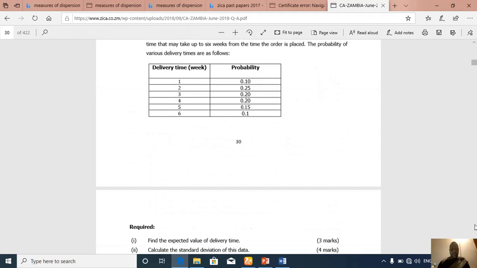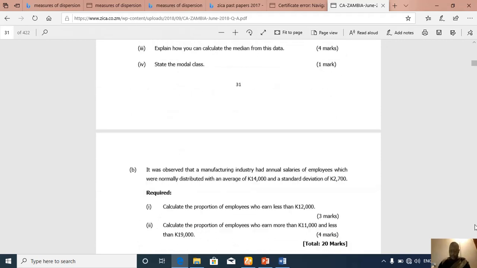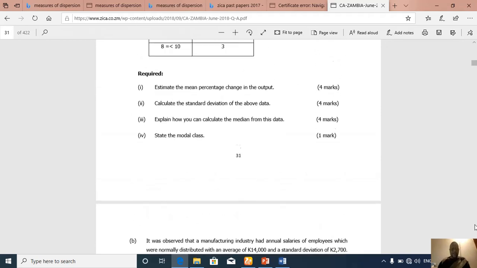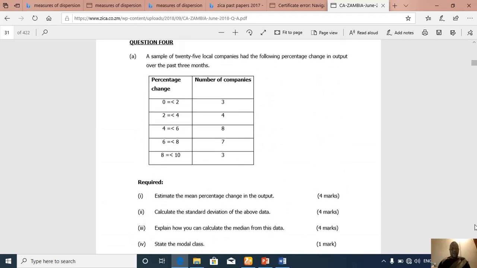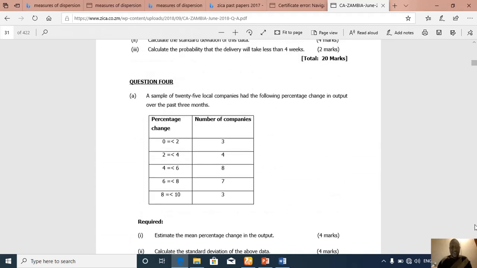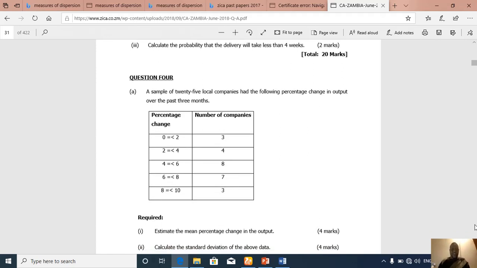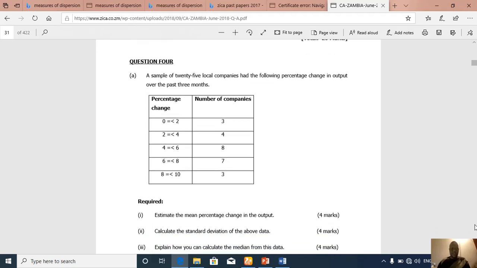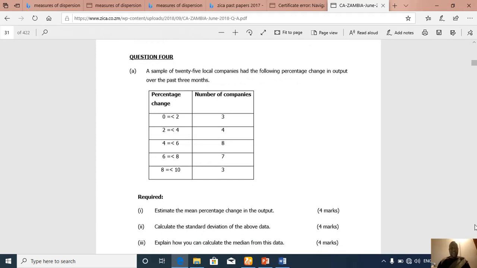Question 4 of that question paper, there it is. This was CA 1.2 June 2018 exam, and that was question 4. Question 4 says a sample of 25 local companies had the following percentage change in output over the past 3 months, and we are given the percentage change in terms of output and the number of companies.